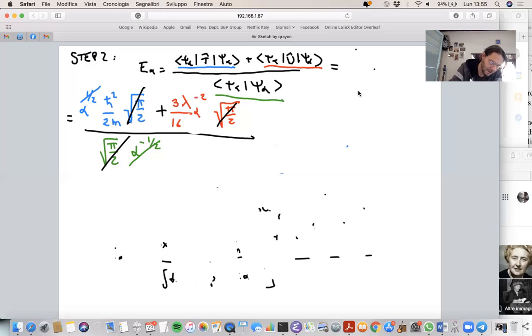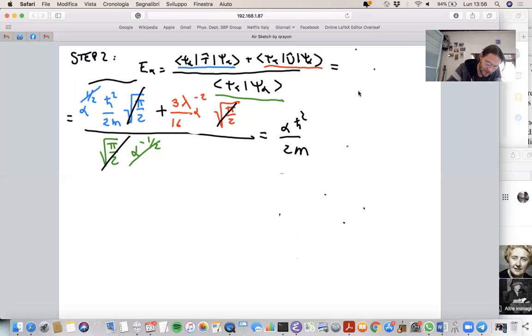Okay? So in the end, when you combine all these things together, you find your result, which is not particularly inspiring. And it is 3/16. Now let's order this in the right order. It's going to be alpha h bar squared over 2m, that's this part here, plus 3/16 alpha squared lambda, and that's it.